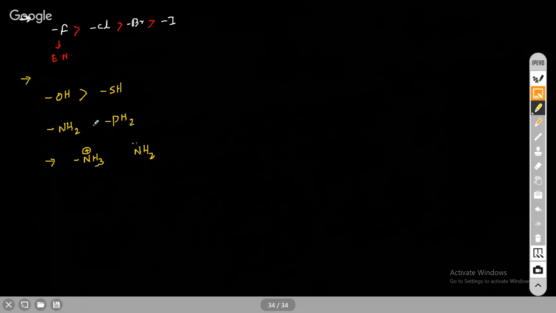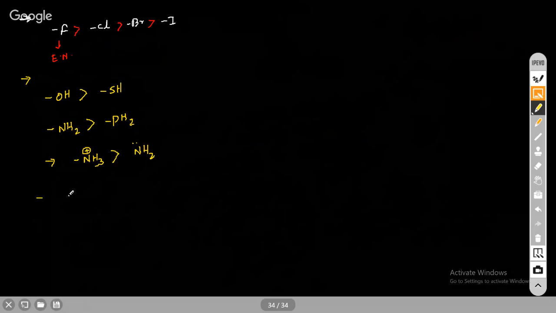Now when you compare NH2 and PH2, nitrogen and phosphorus, which one is more electronegative? Obviously nitrogen. Answer will be this, right? In this compound, we have the same nitrogen and nitrogen, but this nitrogen has a positive charge on it, right? So this has more tendency to withdraw electrons, right? So the order of minus I will be this.